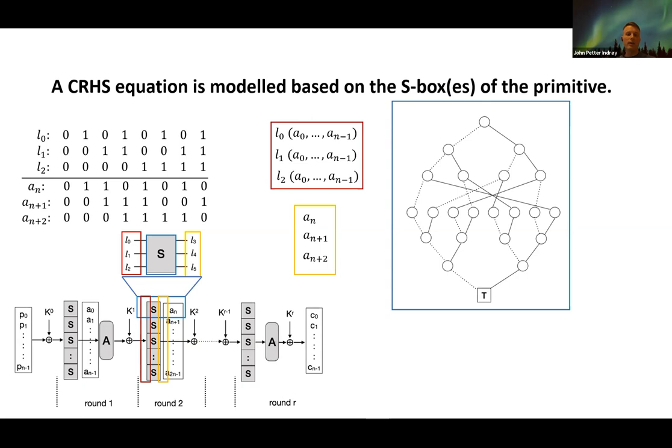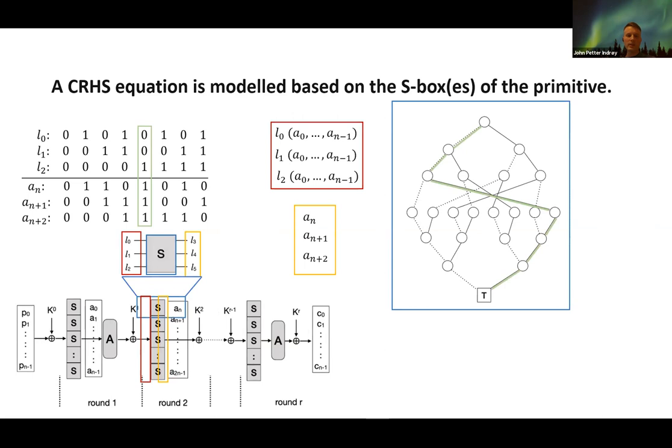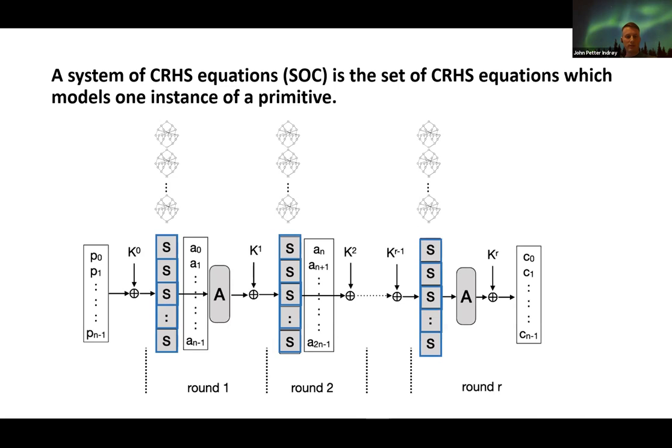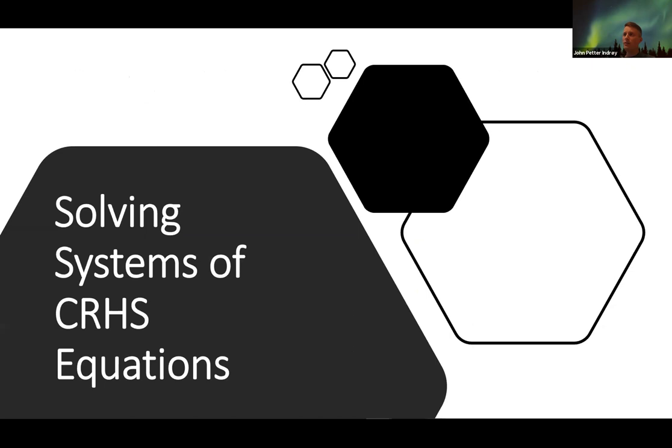In this case, we're using LowMC as an example. And you see that each and every input-output pair in the S-box specification will be a path through the graph in the compressed right-hand-side equation. The next step is to do this for all the instances of S-boxes in the primitive. And this gives us a system of compressed right-hand sides. We call this a SOC, and this one SOC models one instance of the primitive. That is how we can model a cipher or a primitive.